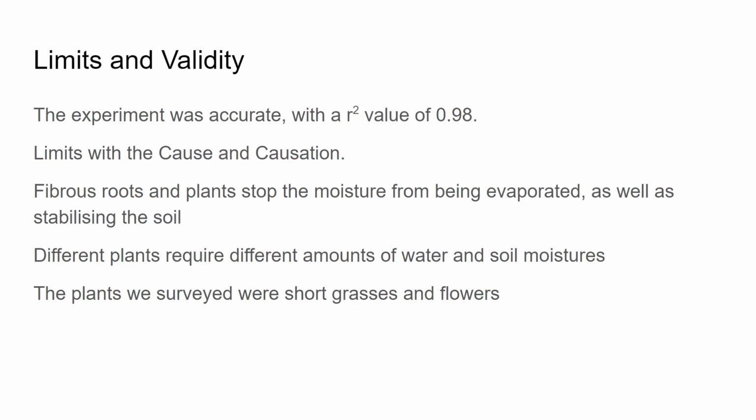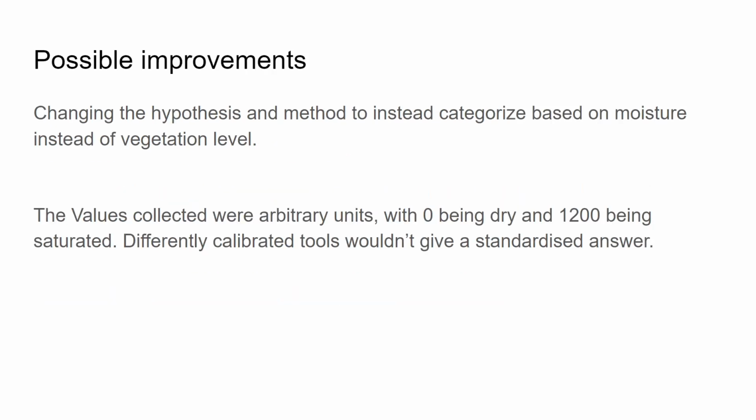Also, we had a different problem, which was that it had rained just 2 hours prior to collecting the data. That error is likely just systematic, and because it affected all of the values that we collected, it doesn't change the outcome of this experiment. The plants that we did survey, however, were short grasses and flowers. Now, possible improvements that we could have made to this experiment included changing the hypothesis and method so that we would instead categorize based on the moisture level instead of the vegetation level.